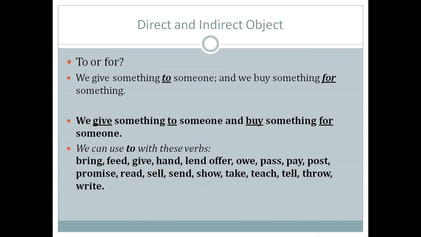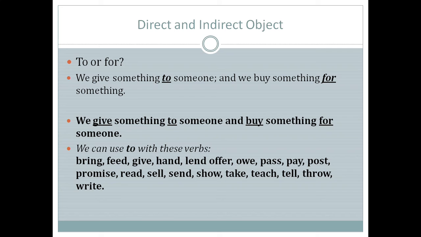To or for. We give something to someone and we buy something for someone. Sorry for the mistake. We give something to someone and we buy something for someone. I repeat it again.